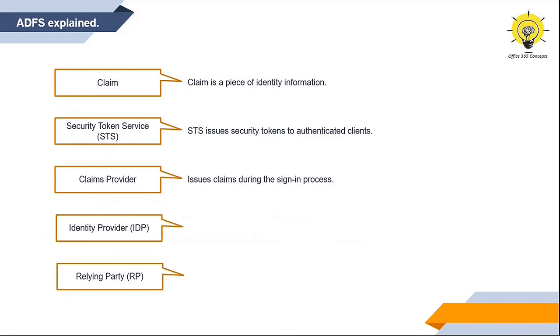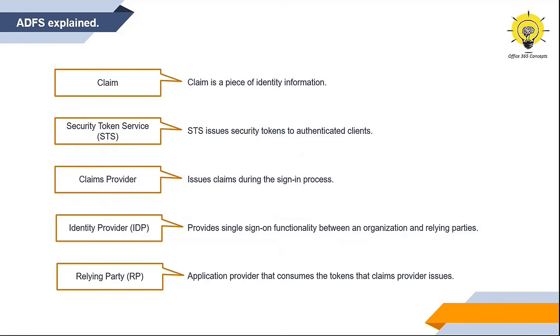A claims provider is a service that issues claims during the sign-in process. An example of a claims provider is Active Directory. An identity provider provides the single sign-on functionality between an organization and the applications. An example of an identity provider is ADFS. A relying party is the one who is hosting the application. The relying party consumes the tokens that are issued by the ADFS server.